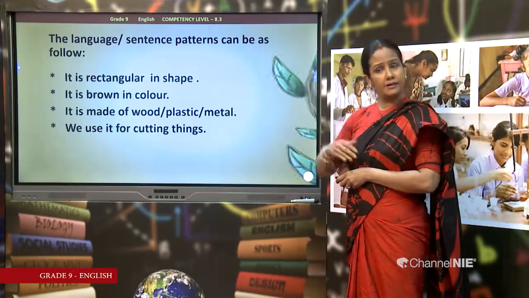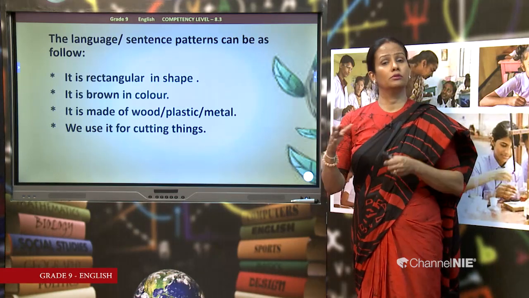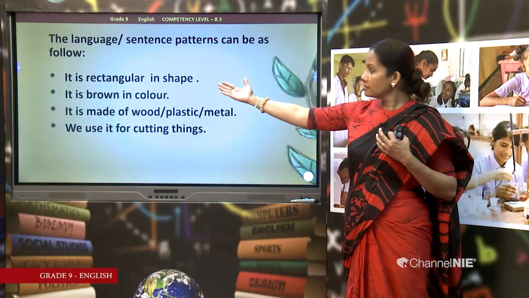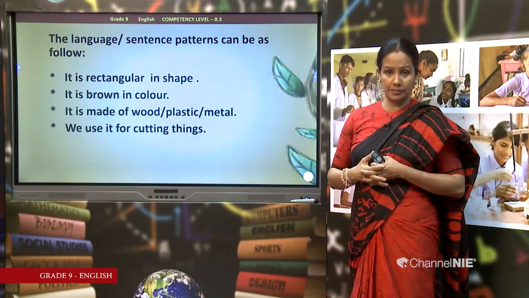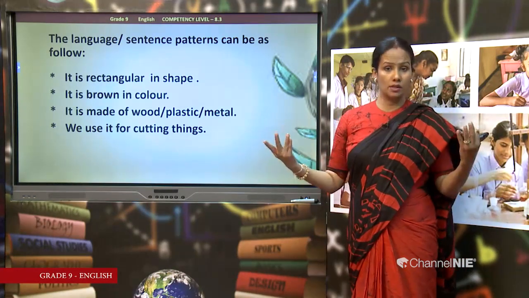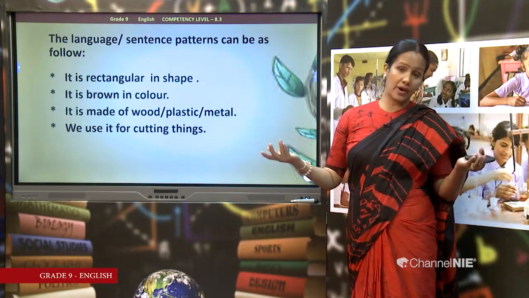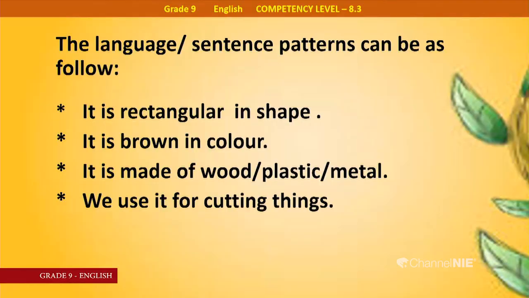Yes, when you are describing an object, there should be some language patterns that you have to stick to. Look at the board. It is rectangular in shape, or else you can say it is rectangular, it is circular, it is round. Likewise, it is brown in color, or you can say it is brown. It is made of wood, plastic or metal. We use it for cutting things. Why are we using it? So, these things are very important when we are describing an object. Now, we will have a look.